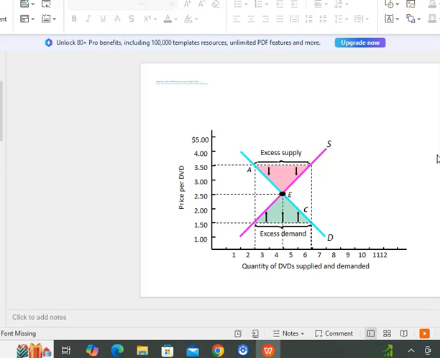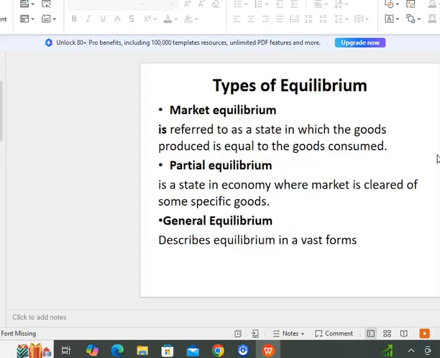That is why you are seeing the arrows for excess supply are moving downward back to the equilibrium point, and the arrows for excess demand are moving upward back to the equilibrium price, and the equilibrium quantity demanded and equilibrium quantity supplied. So you can see that we have point E. That point E is the point of market equilibrium.